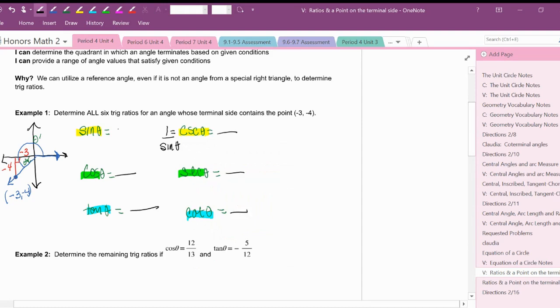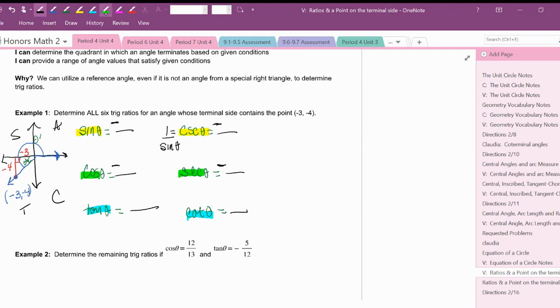I'll set up our ratio. I think I would even get the signs now. Remember, all students take calculus. So in our third quadrant here, only the tangent is positive, which means the sine ratio and the cosine ratio are negative. The cosecant and secant ratios are negative. Only the tangent and cotangent would be positive.